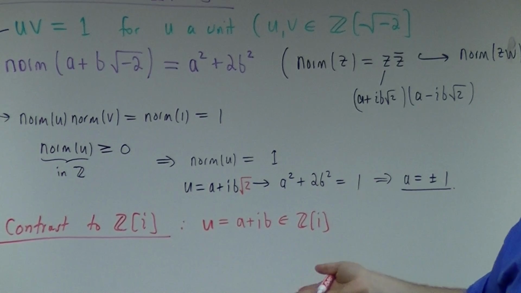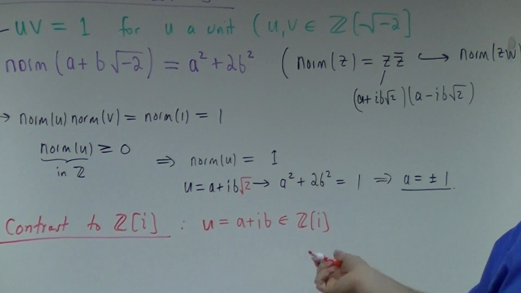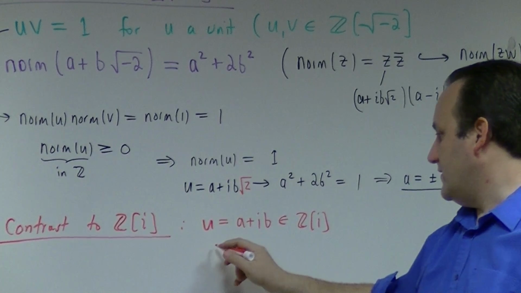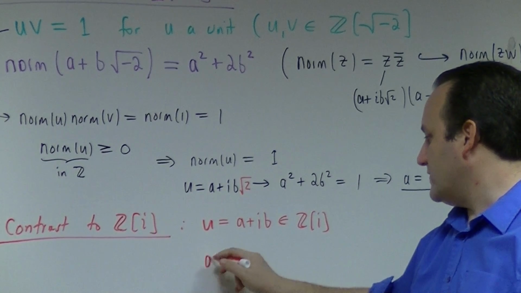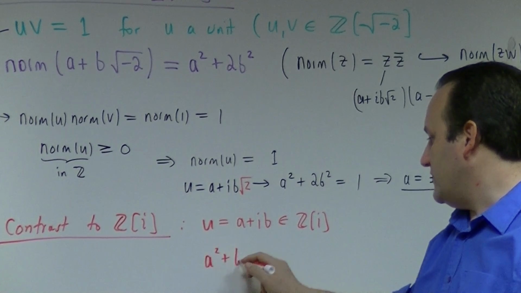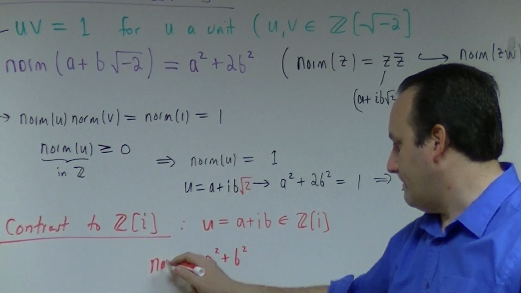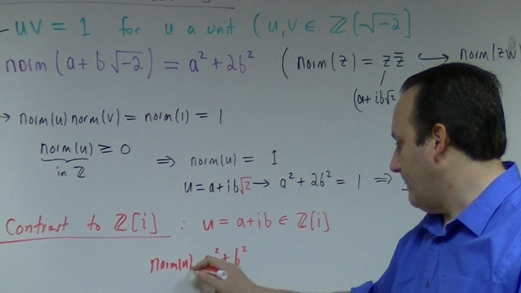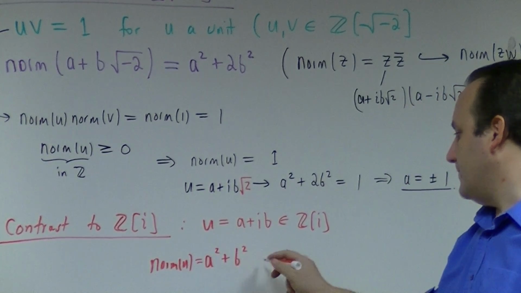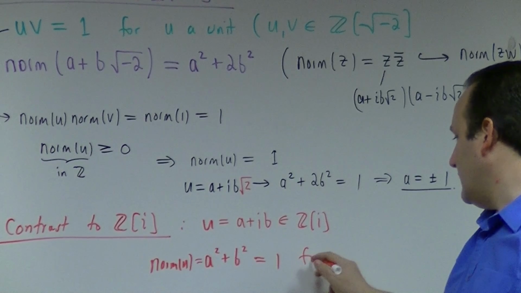It says that the norm of the unit has to be 1, right? Then all of a sudden, in the quadratic integers, you've got a squared plus b squared, which is the norm of u, right? If u is a unit, it equals 1 for u a unit, right?